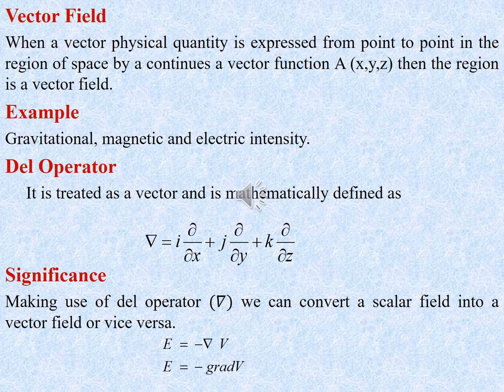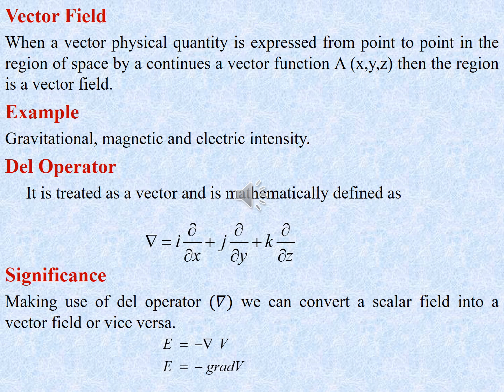Vector field: when a vector physical quantity is expressed from point to point in a space region by a continuous vector function like A of x, y, z, then the region is called a vector field. Examples: gravitational, magnetic and electrical intensity fields.